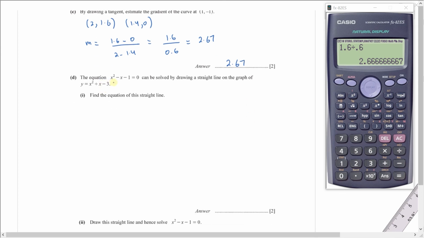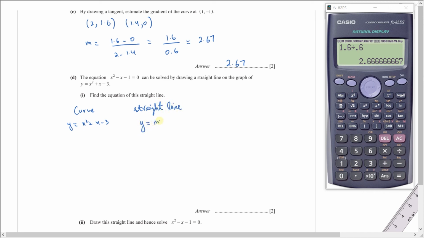Part D is the equation x squared minus x minus 1 equals 0 can be solved by drawing a straight line on the graph of this curve y equals x squared plus x minus 3 that we have drawn in the first part. Part 1 is find the equation of this straight line. So you have your curve which has this equation y equals x squared plus x minus 3, and then you have a straight line.